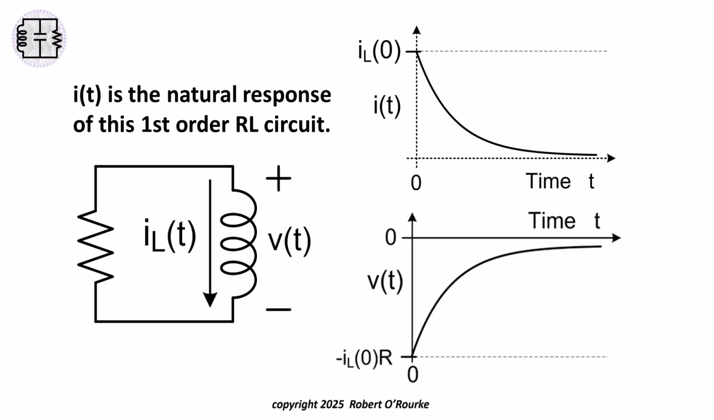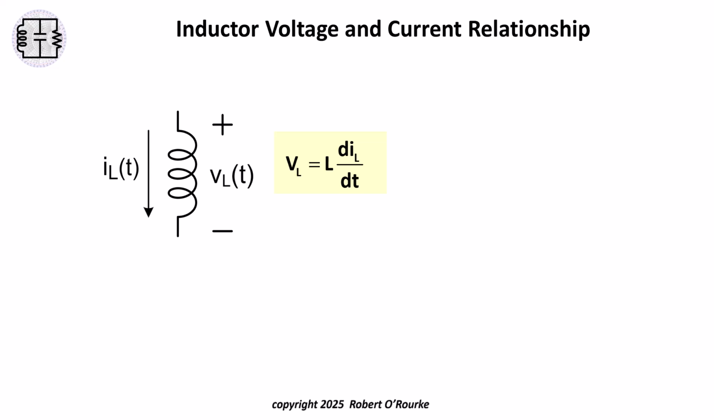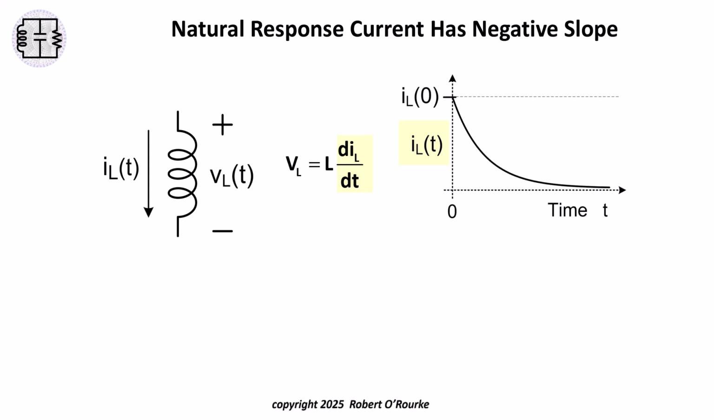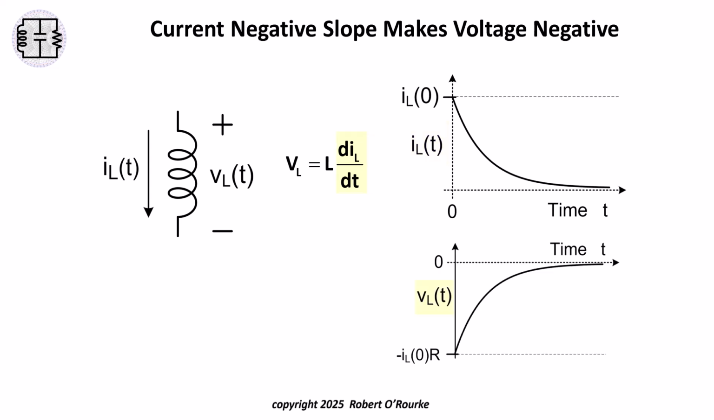Why will the voltage across the inductor be a negative value? From the inductor branch relationship equation, we know that the voltage across an ideal lumped element inductor is proportional to the derivative of the current through that inductor. The derivative of the current as a function of time gives us the slope of the current function. In this RL natural response example, the current is positively valued and decaying exponentially over time. The decreasing current function has a negative slope. The negative value of the derivative term of the inductor voltage equation makes the voltage across the inductor negative.